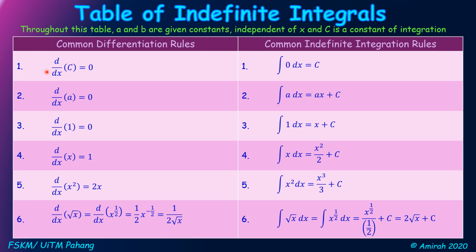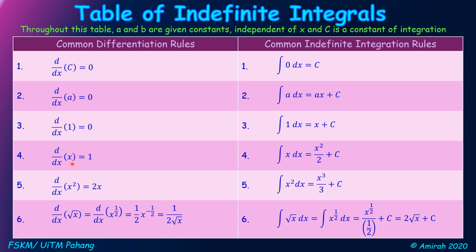When we differentiate a constant, it will give 0. Let's say we integrate 0. We will have a constant, because integration is an anti-differentiation or anti-derivative. When we differentiate a constant a, we also have 0, but when we integrate the constant a, we will have ax plus c. When we differentiate 1, it gives 0, but when we integrate 1, we have x plus c.